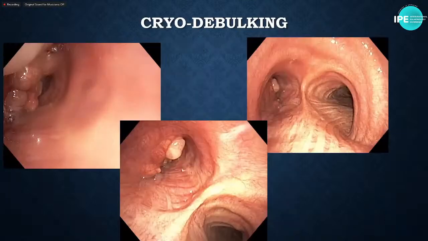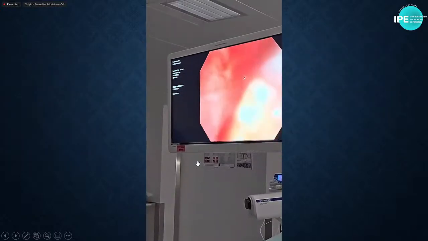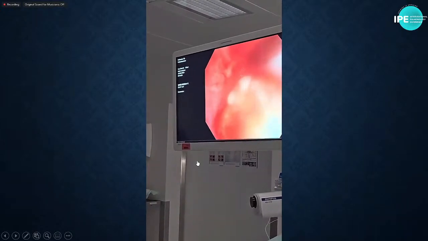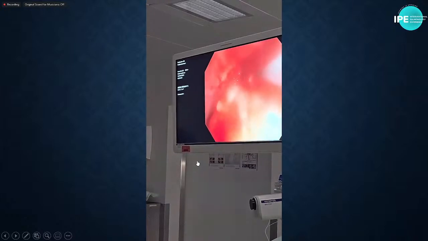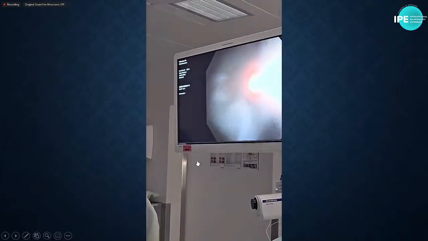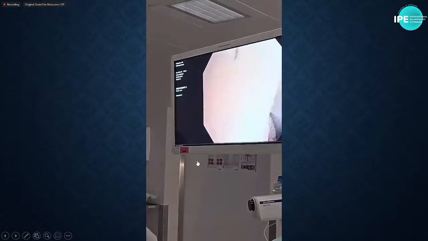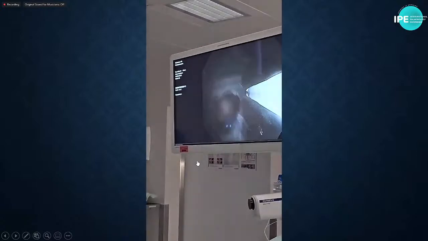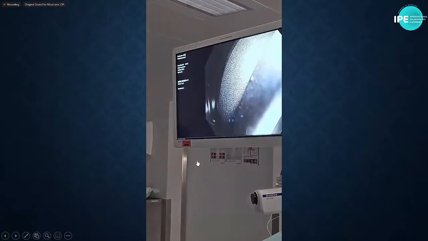So to finish up my talk, I'm just going to give you a small case about cryo debulking, which kind of highlights everything we talked about. It's a patient with a highly vascularized tumor that you can see. I'll try to highlight over here. And we decided to do a rigid bronchoscopy with a cryo debulking with a 1.7 millimeter probe, because it was more flexible in the end. So that's us taking smaller pieces out, and going back in to check the bleeding.